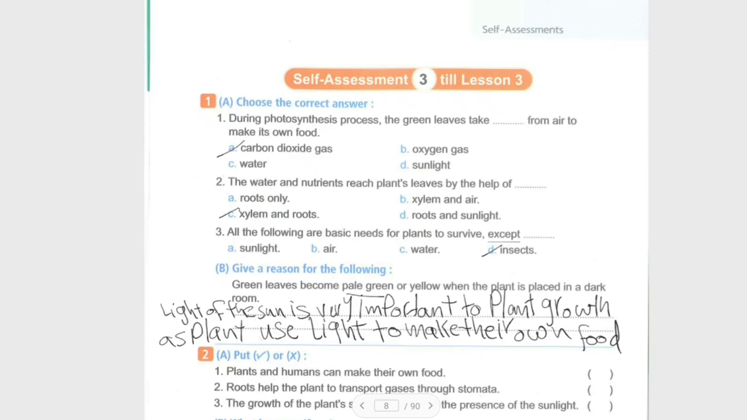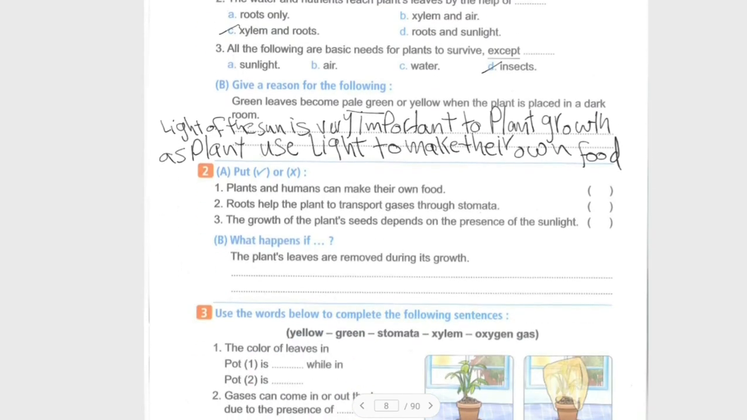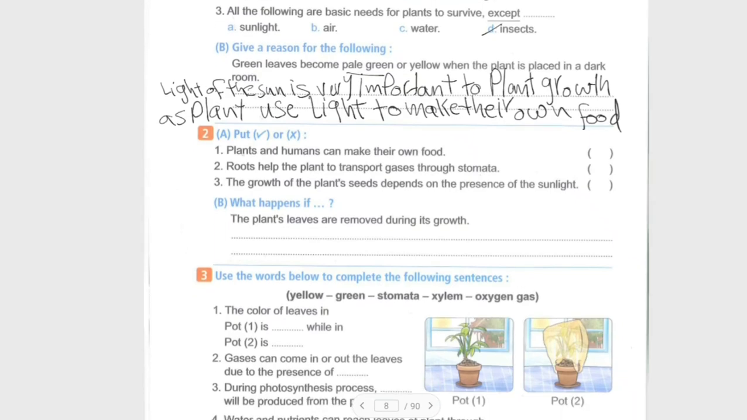Number 2, it says put true or false. Let's see. Number 1, plants and humans can make their own food. The answer is false, only the plants. Number 2, roots help the plant to transport gases through stomata. The answer is false, it's the leaves. The growth of the plant seed depends on the presence of sunlight. The answer is true. Sunlight is very important for plants.